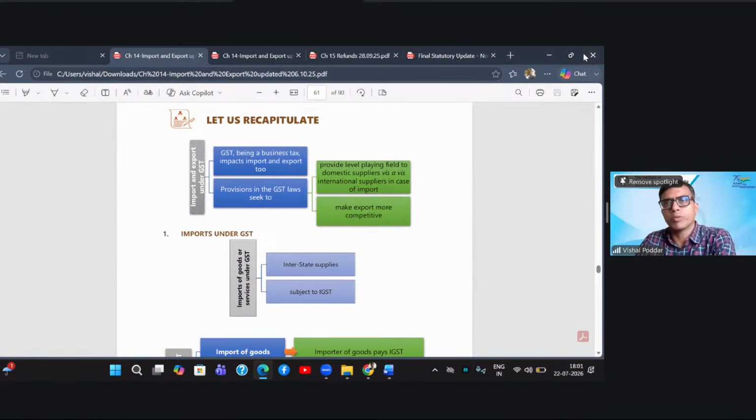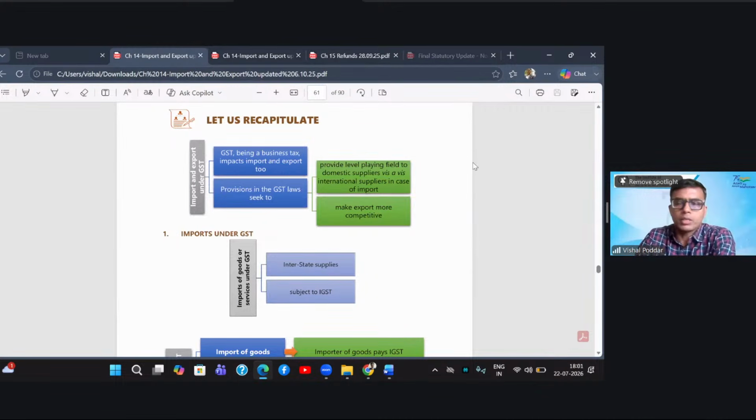Welcome to our LBRC classes, and we are dealing with the subject of indirect taxes, in particular GST. So students, till now, we were discussing the provisions which are particular to domestic transactions. Today, we are going to deal with the impact of GST on international transactions.